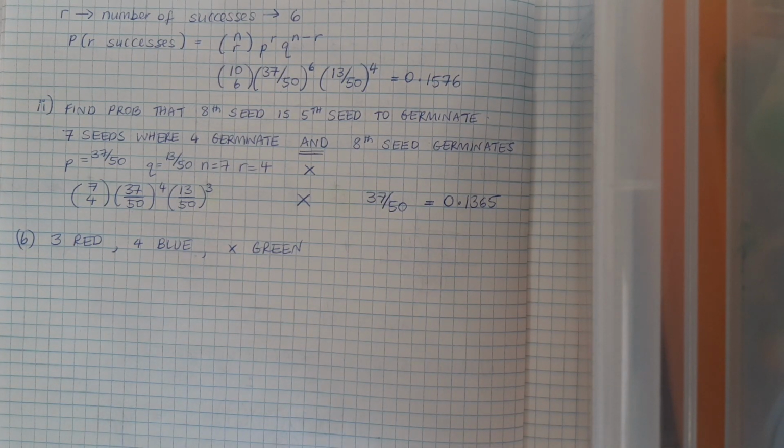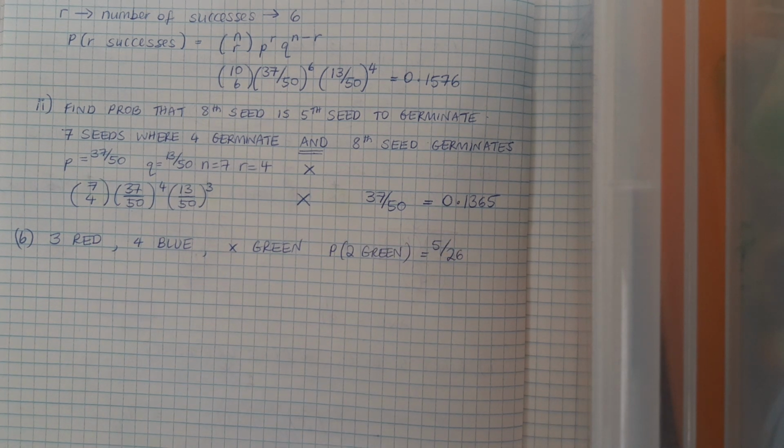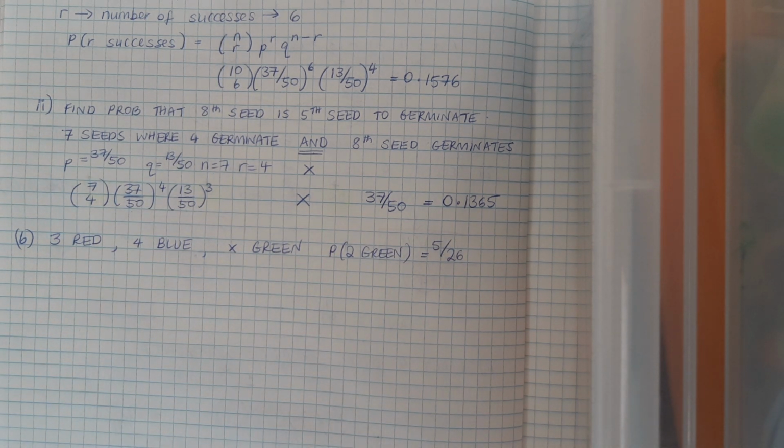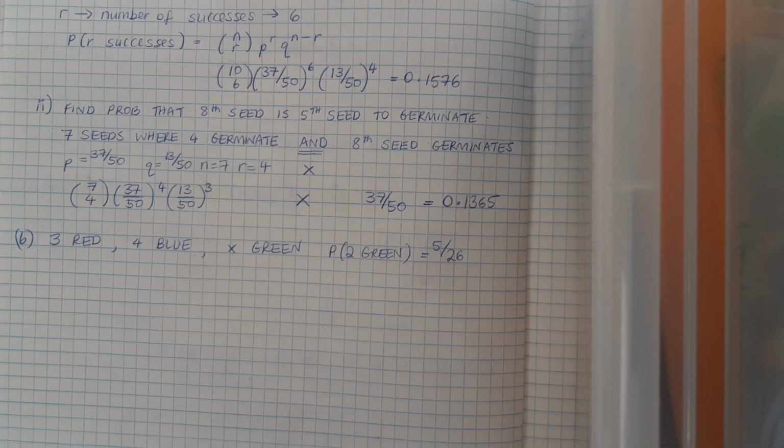So in part B, we've got a bag of marbles. We've got 3 red, 4 blue and X green marbles. And we're told that the probability of selecting 2 green marbles is 5 over 26, and we want to figure out how many marbles are in the bag.